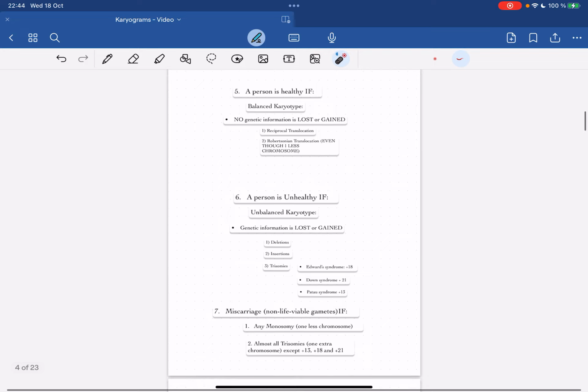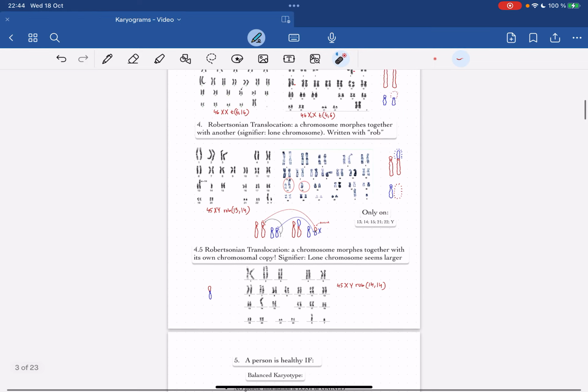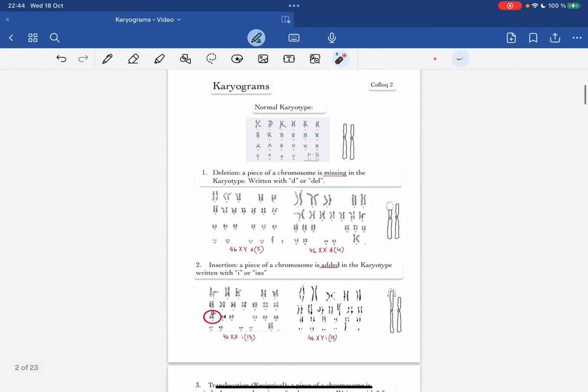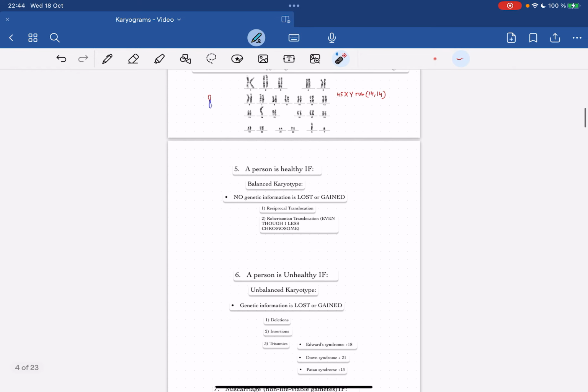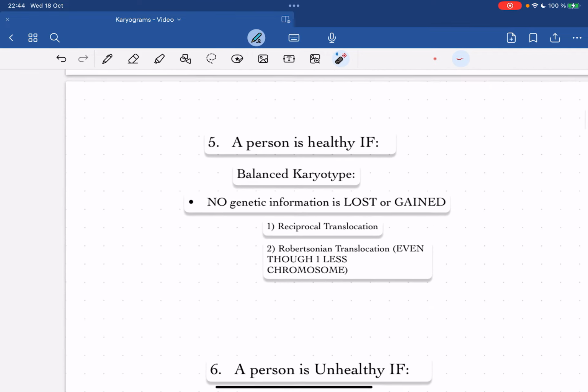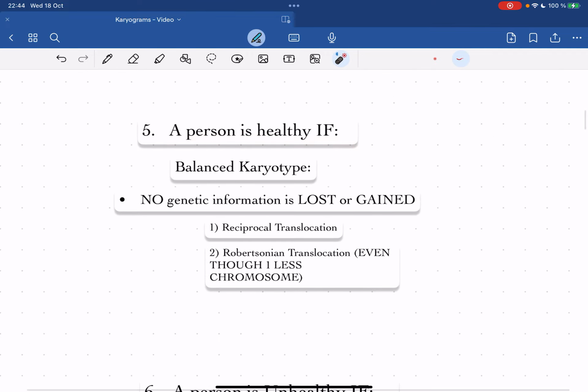Okay, now we come to knowing if a person is healthy or unhealthy depending on their karyotype. So these are the different types of chromosomal aberrations that we're going to look at. Now we're going to look at knowing if they're healthy or not. So a person is healthy if they have a balanced karyotype. What does that mean? That means that no genetic information is lost or gained. Remember that. So that would be either reciprocal translocation and Robertsonian translocation. So not deletion and not insertion.